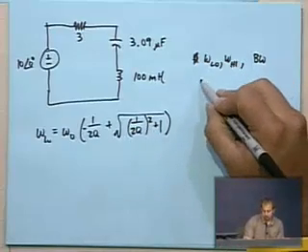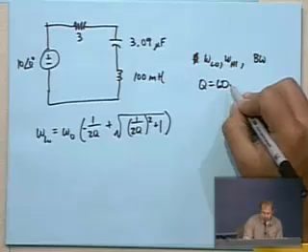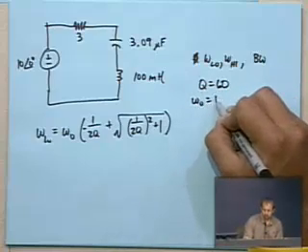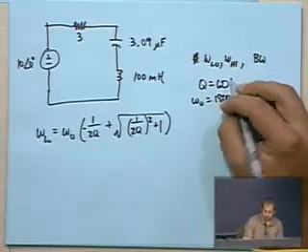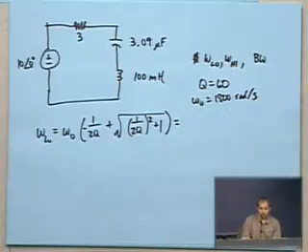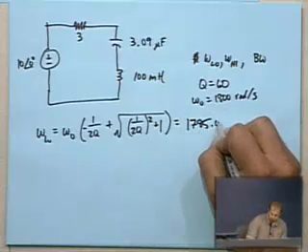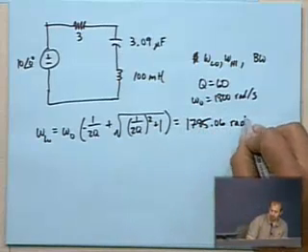Just as a reminder, we calculated Q was equal to 60, and we calculated omega naught was 1800 radians per second. So plug all of that in, and your low frequency should be 1785.06 radians per second.